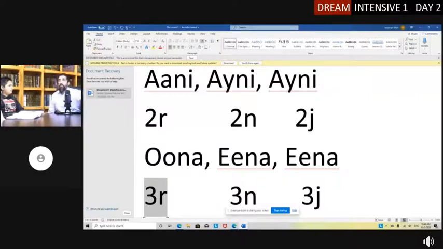Rabbul-mashriqayn wa rabbul-maghribayn. That would be bayni, 2 nasab or 2 jar. Very good. Wa min dunihima jannatan. Tani, 2 rafa.